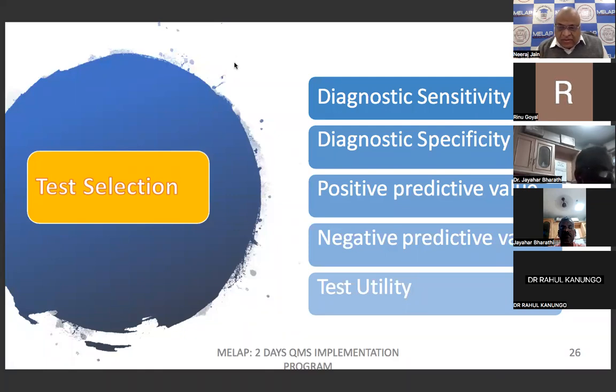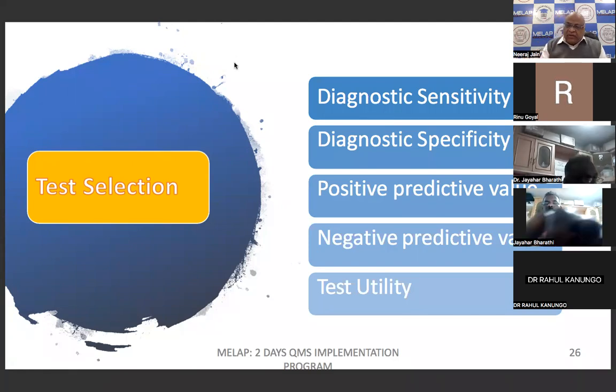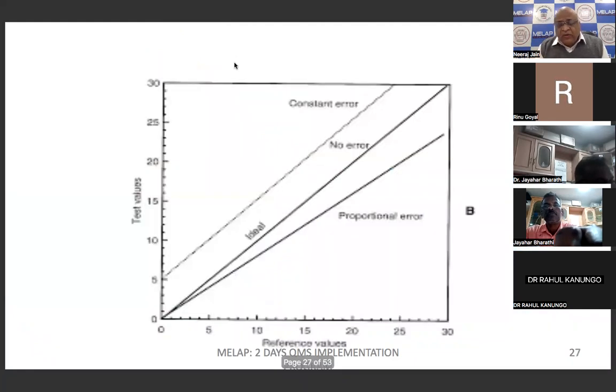Can you develop some system? We are getting early reports. So then people thought about this CBNet or TrueNet. In this, we will get early reports. So all these things are important when you are deciding about a test to include in your laboratory manual.